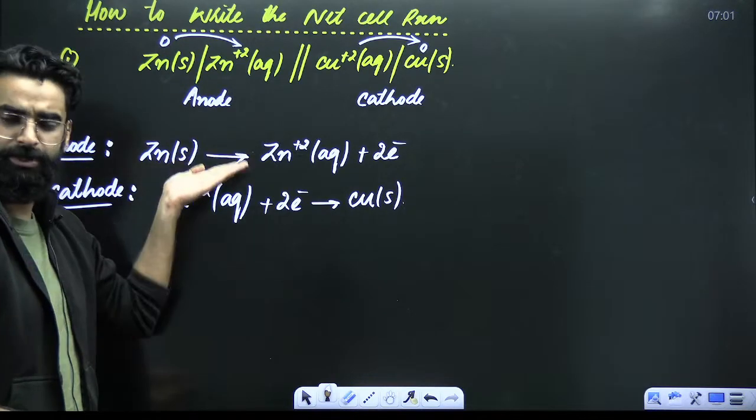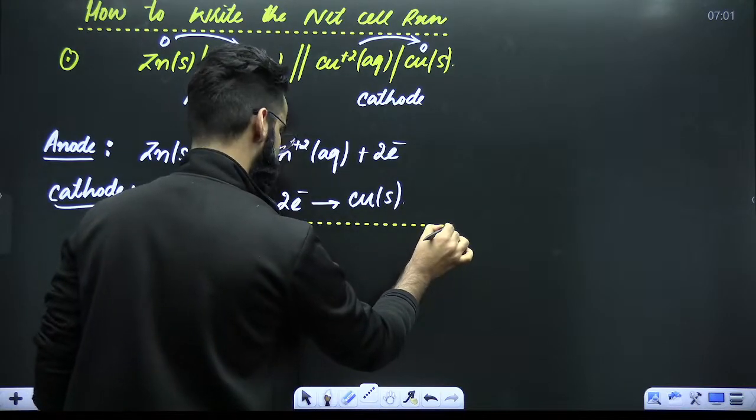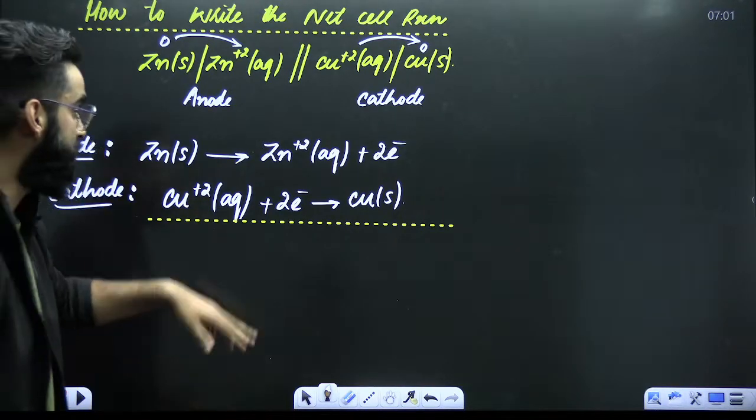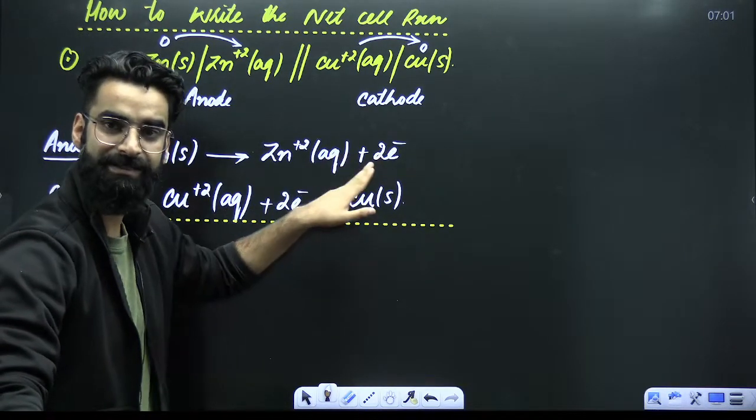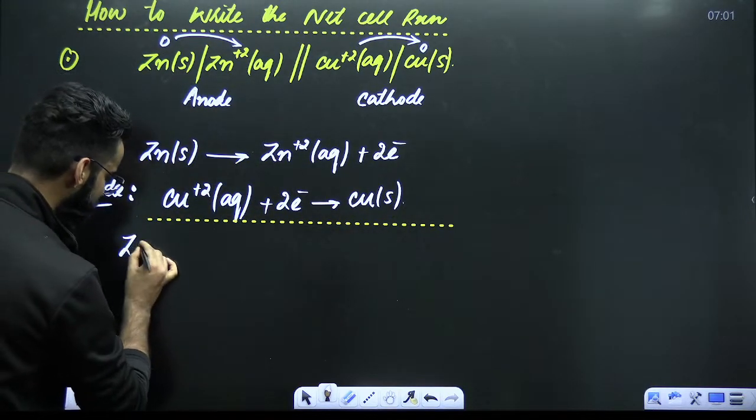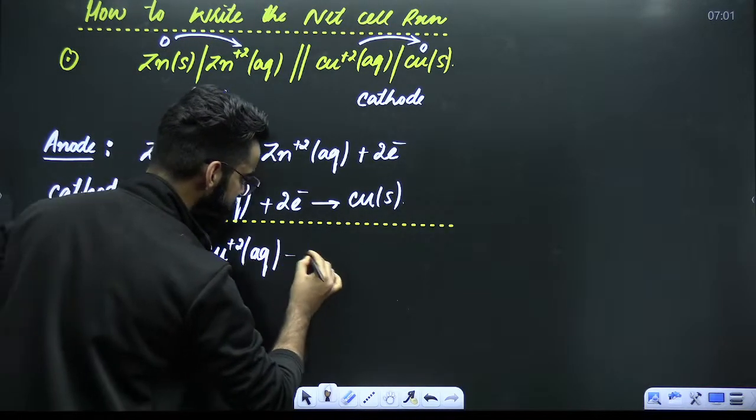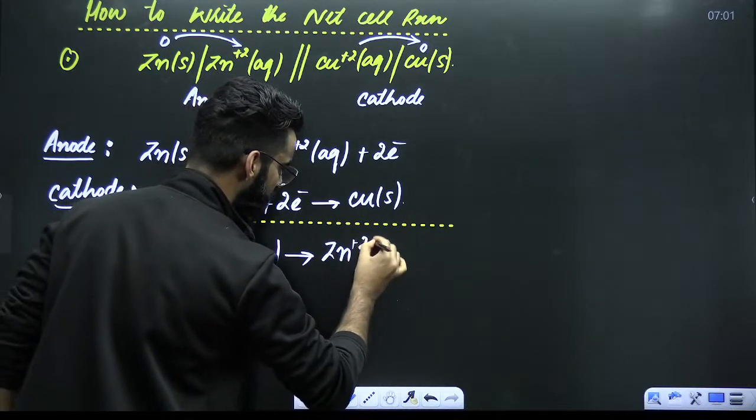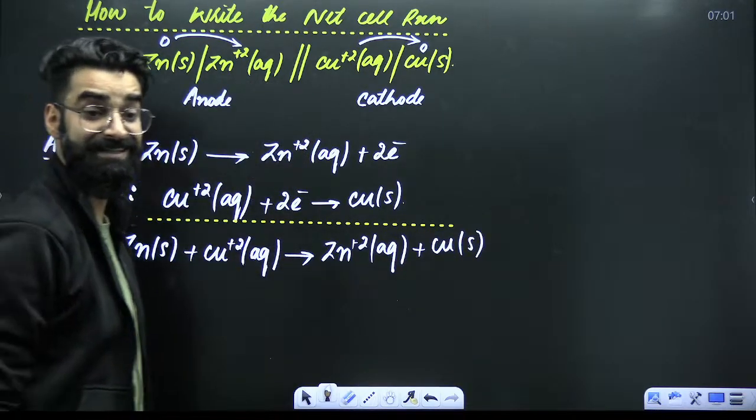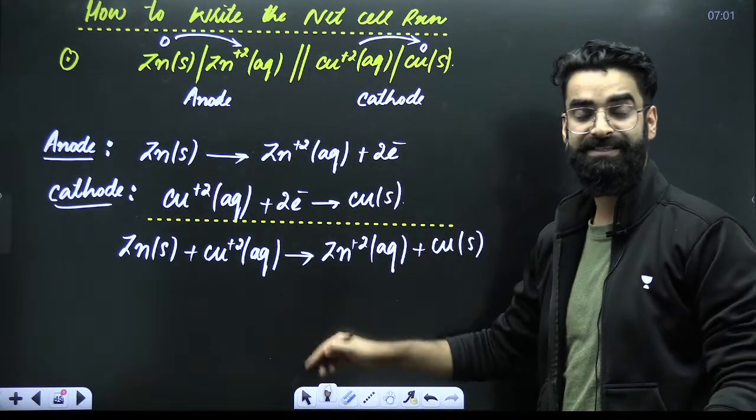Now you got the reaction at the anode, you got the reaction at the cathode. What is the next step? You will have to write the net reaction. My dear students, before writing the net reaction, what do you need to do? You need to balance the electrons. Are the electrons already balanced? Yes, the electrons are balanced. Now you can directly add them. And when you add them, you should be writing Zn solid plus Cu2+ aqueous gives us Zn2+ aqueous, and with Zn2+ aqueous, you'll be writing copper solid as well. So this is the net cell reaction which is taking place in the galvanic cell which is given to us, right? This is the net cell reaction.